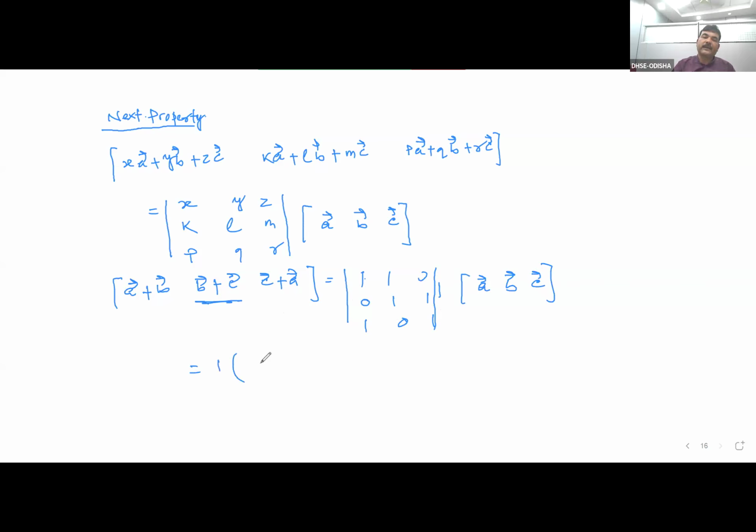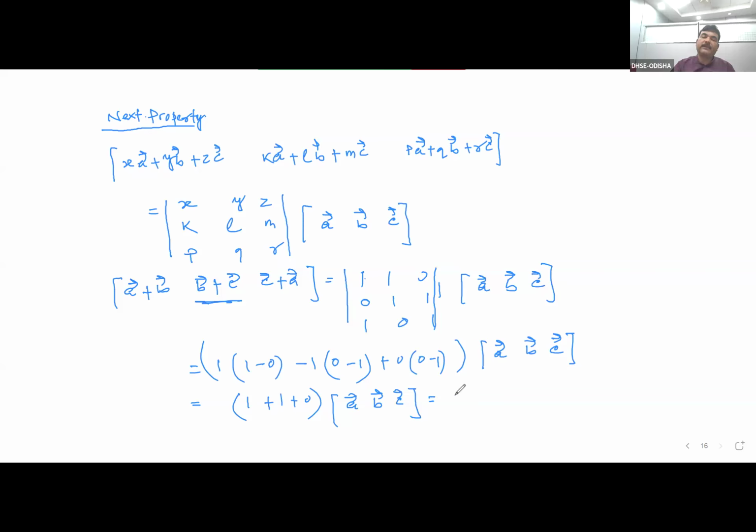This is equal to 1 into its minor, that is 1 minus 0, minus 1 into its minor, that is 0 minus 1, plus 0 into its minor, 0 minus 1, into box product A, B, C. This is equal to 1 into 1 is 1, minus 1 into minus 1 is 1, plus 0 into box product A, B, C, which is equal to twice of box product A, B, C. Clear?